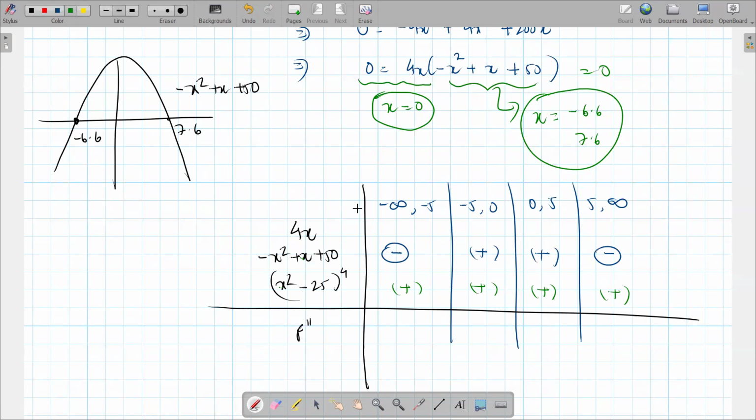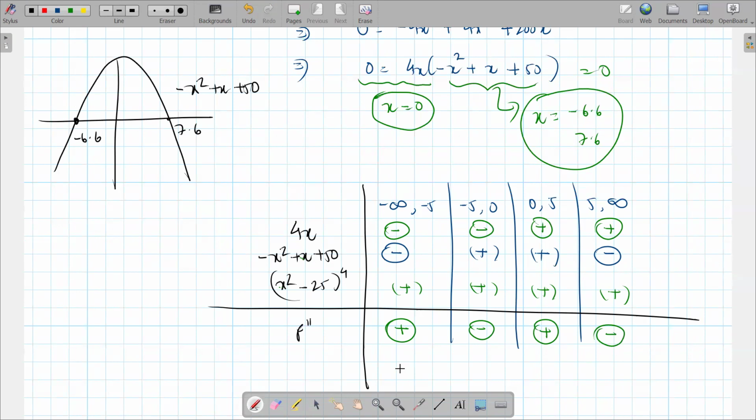For 4x, if you plug x as a large negative number, what do you get? A negative number. Here, if you plug -1, you get a negative number. Here, you get a positive number. Here, you get a positive number. Now you multiply the signs. This will give you a positive. This will give you a negative. This will give you a positive. This will give you a negative. Is that right? Yeah. Is this making sense?